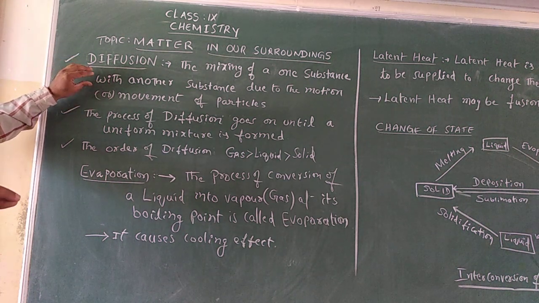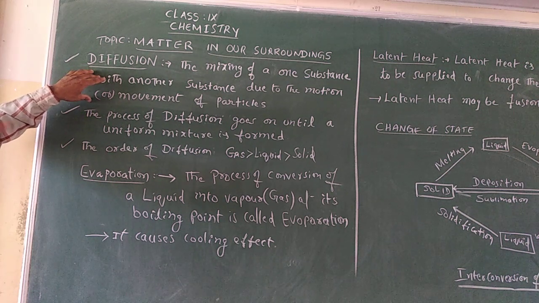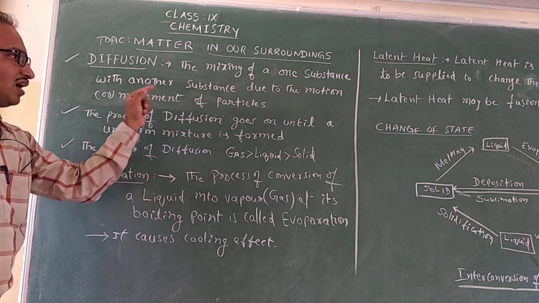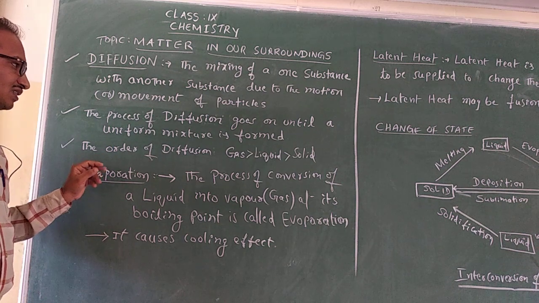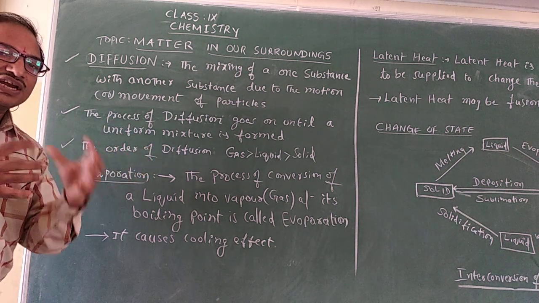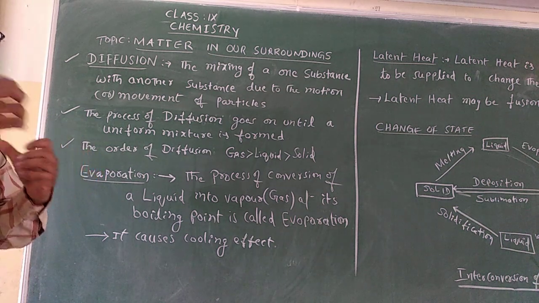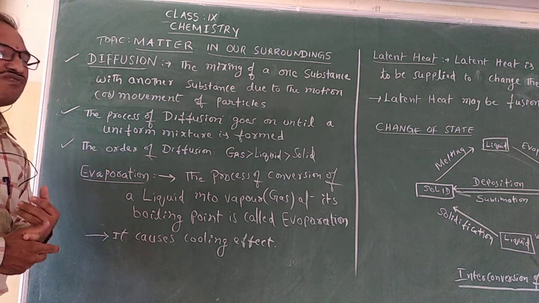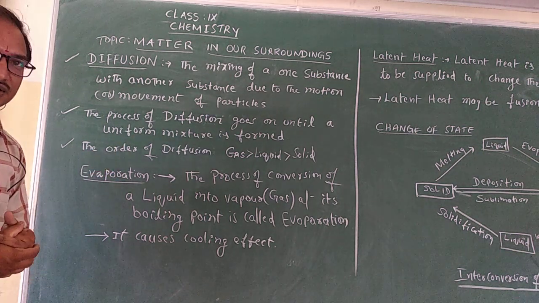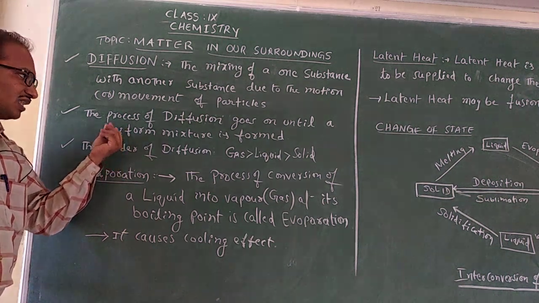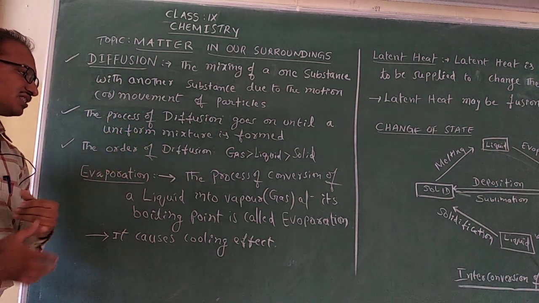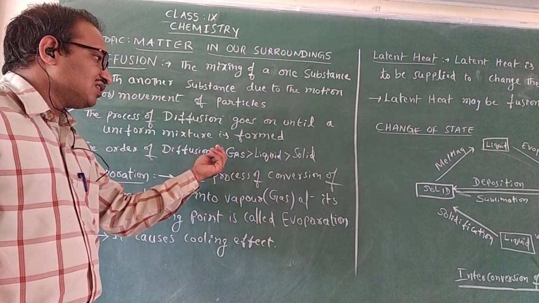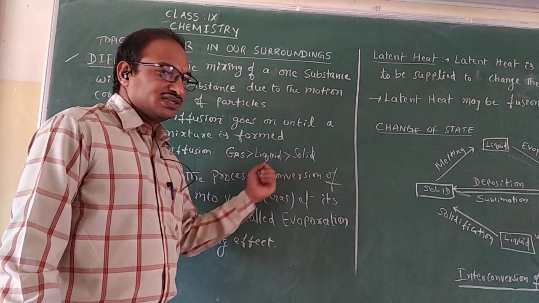When you are writing the definitions, we will write in shortcut form: the mixing of one substance with another substance due to the motion or movement of the particles. Whenever diffusion is taking place, till where does it go on? The process of diffusion goes on until a uniform mixture is formed. Generally, diffusion is more in gases than in liquids, and more in liquids than in solids.